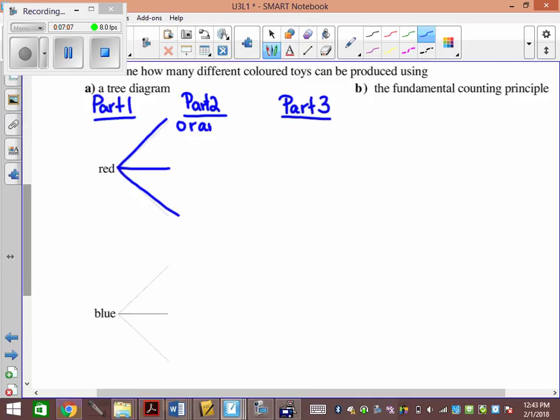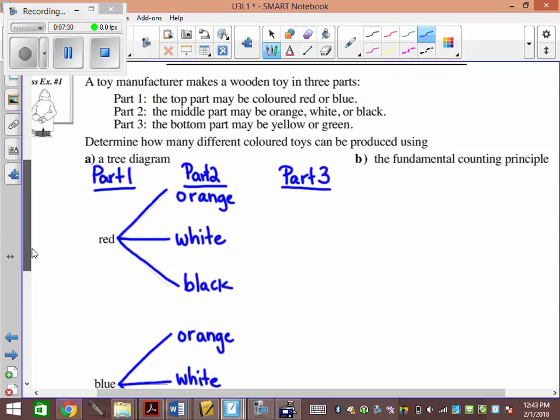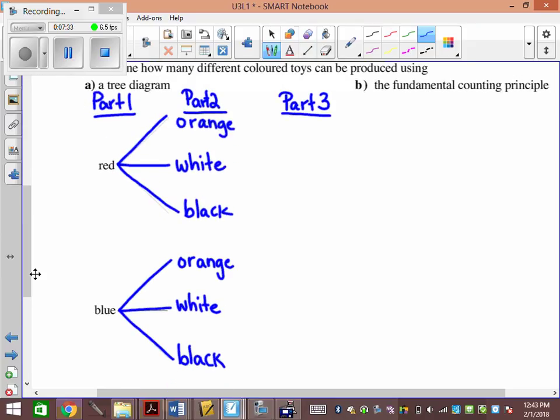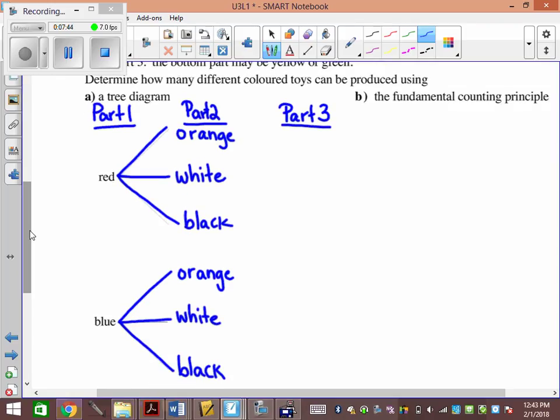Orange. And we want to leave spaces off of these because we're going to have another tree piece off that. And then blue, we have 3 off. Orange, white, black. And then off of those, we're going to have little branches, right? Part 3. Part 3 is how many options? Yellow or green? So off of each of these, I'm going to have 2 options, right?